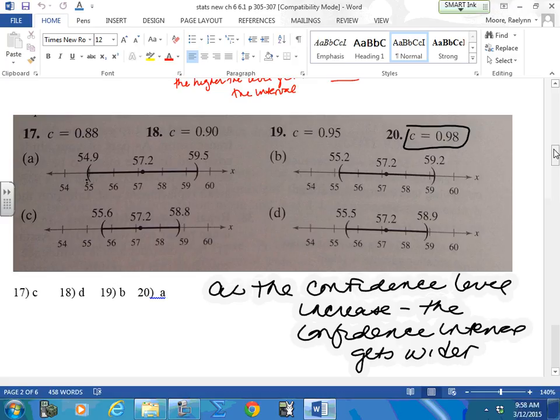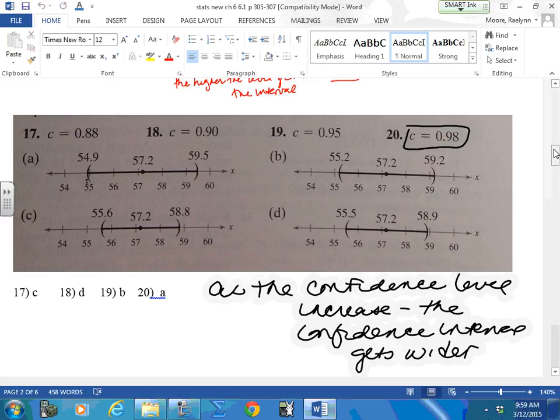I did the inverse norm, and then I added the number to 57.2, and I got it. For example, I did 1 minus 0.88 divided by 2, and then I got 1.55. And then from 57.2, I added 1.55 and took away 1.55, and that's how I got my answer C. Oh, you went backwards to find your margin of error, basically. Yeah, that's really long.